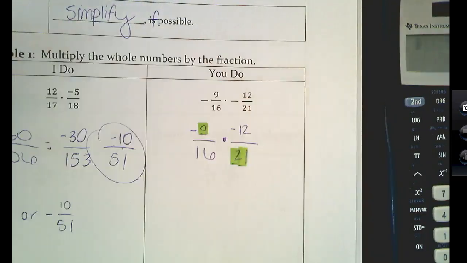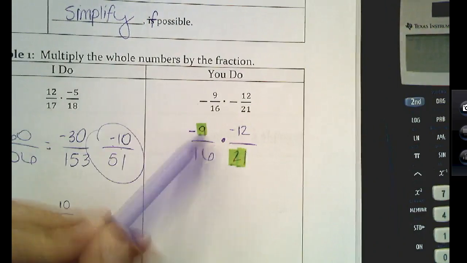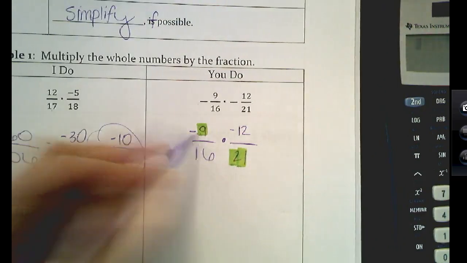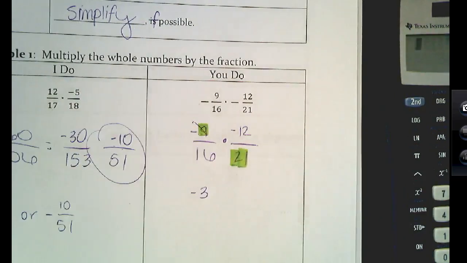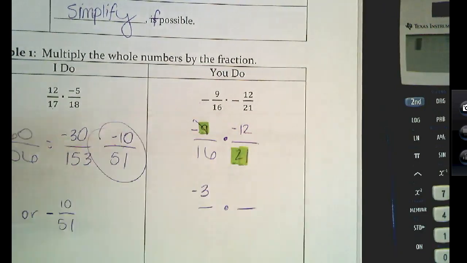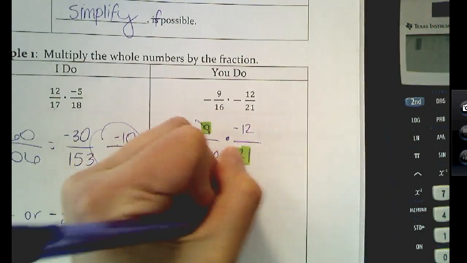Very good. 9 and 21, those are across from each other. Negative 9 divided by 3 is a negative 3. And what is 21 divided by 3? 7.